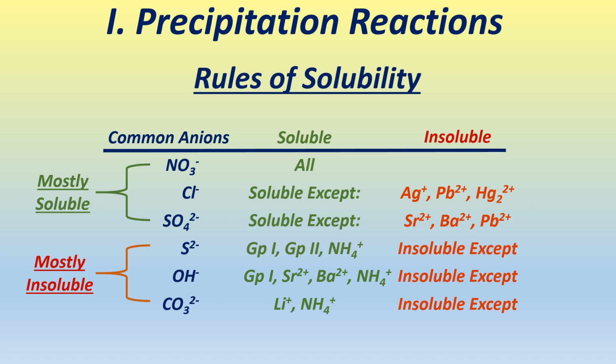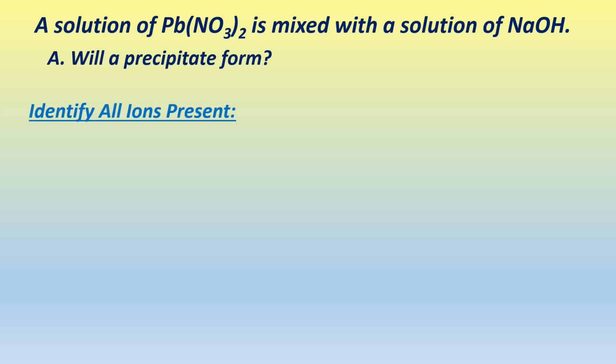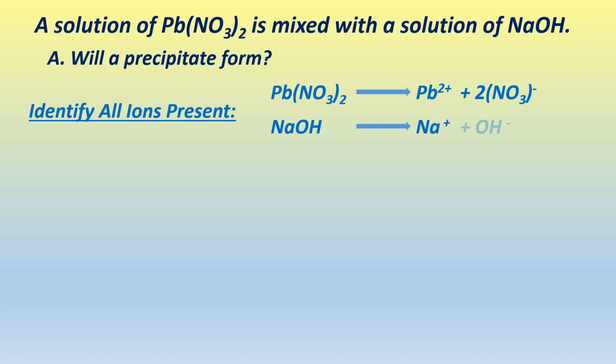For example, a question. I mix a solution of lead-2 nitrate with ammonium hydroxide. How can I tell if a precipitate will form? First of all, one has to note what ions are going to be present. If lead nitrate dissolves, I'd get lead-2+ and 2 nitrate ions. Sodium hydroxide will generate an Na+ and an OH-. I now have 4 ions, 2 cations, 2 anions.